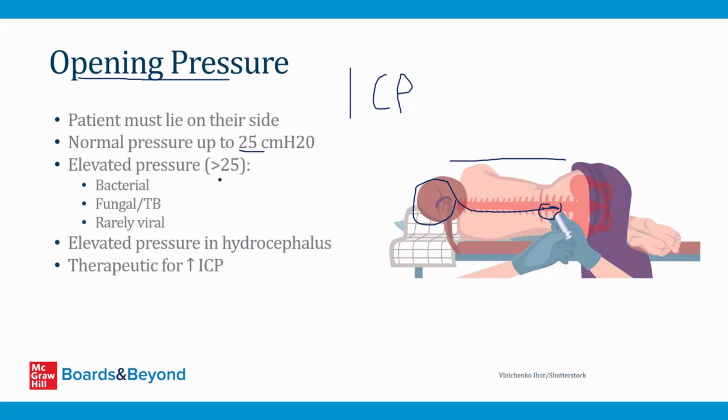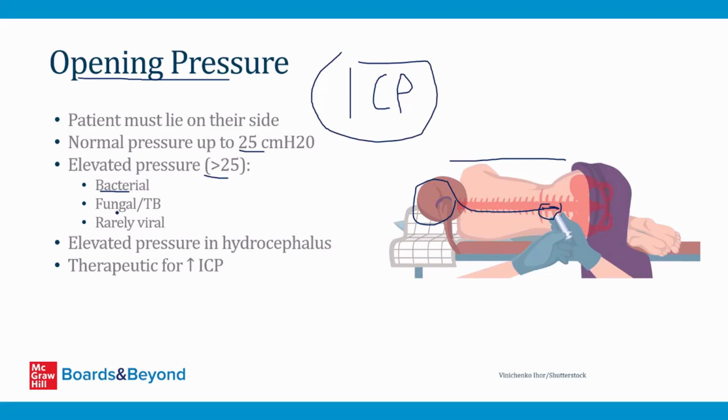You can see elevated pressure, more than 25, in any situation where there's high intracranial pressure. But you also see it in many forms of meningitis because, as we'll talk about shortly, meningitis often raises the opening pressure. So patients with bacterial meningitis often have a high opening pressure because they have a high intracranial pressure from all that inflammation in the meninges.